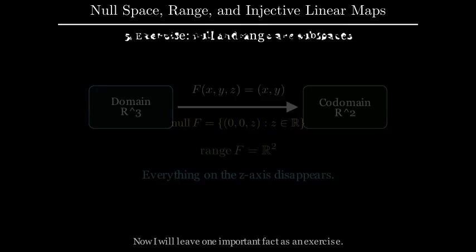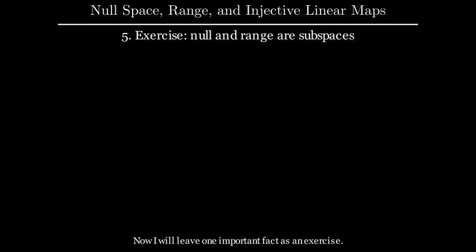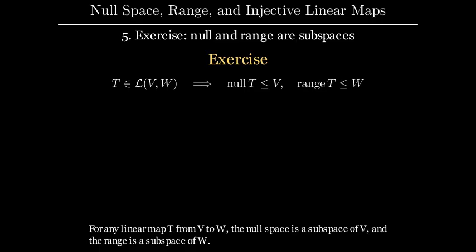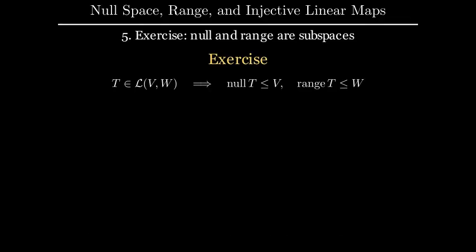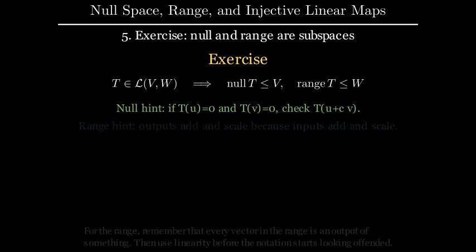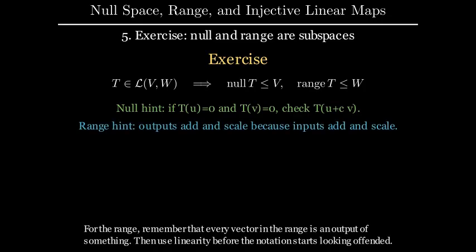Now I will leave one important fact as an exercise. For any linear map T from V to W, the null space is a subspace of V, and the range is a subspace of W. For the null space, use the one-step subspace test and compute T of (u plus cv). For the range, remember that every vector in the range is an output of something. Then use linearity before the notation starts looking offended.